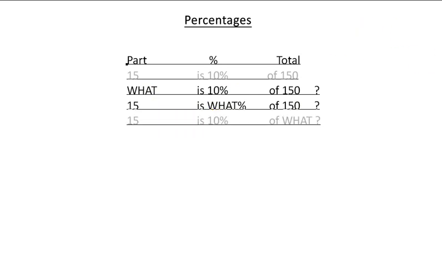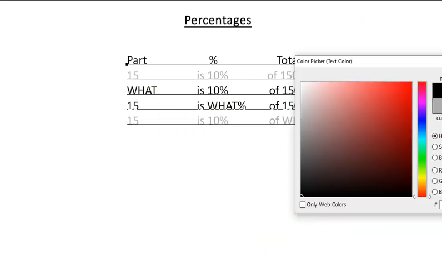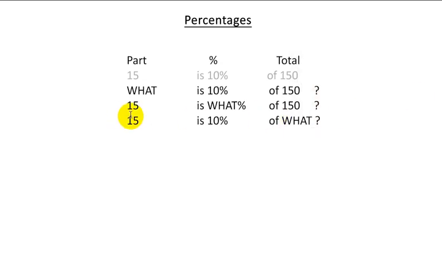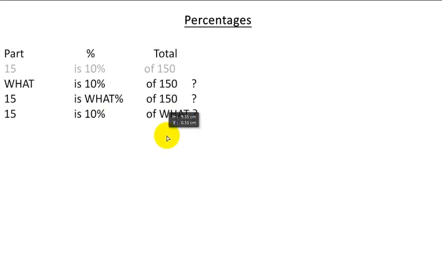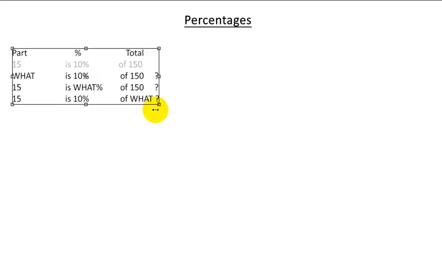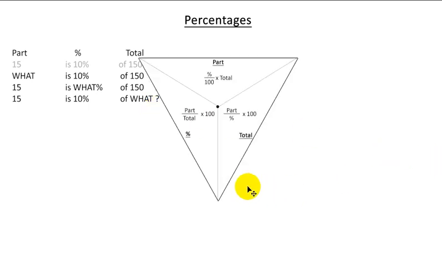So let's actually make it black, because we're not going to do that. In this part, we know the percentage, and we're looking for the total. Let's move this to the side a little bit and make it a little smaller. Let's see this in visual form.